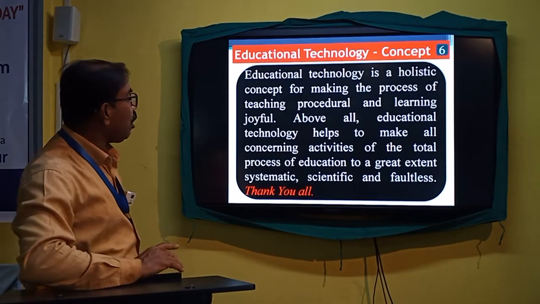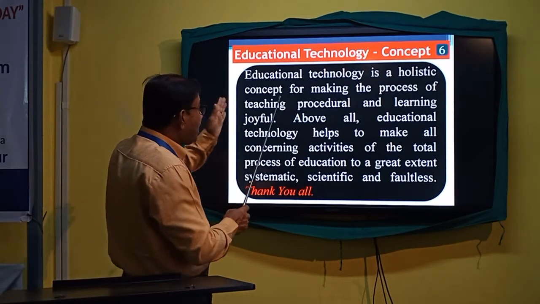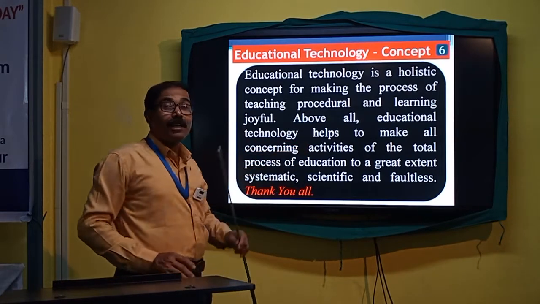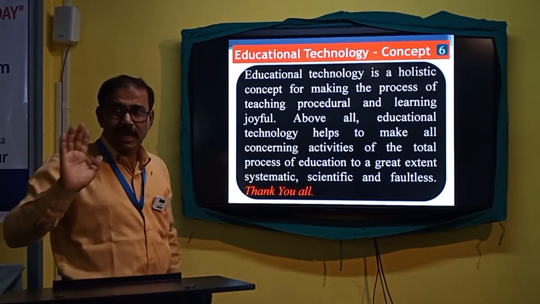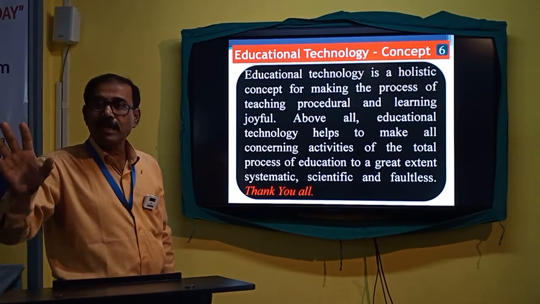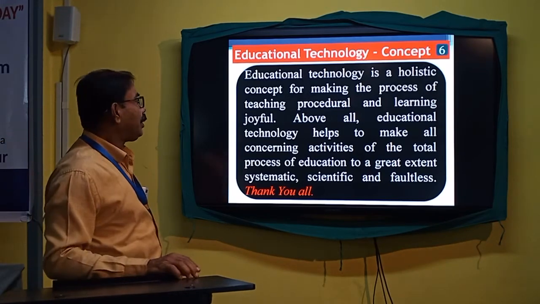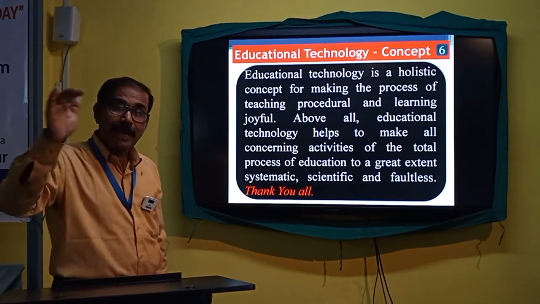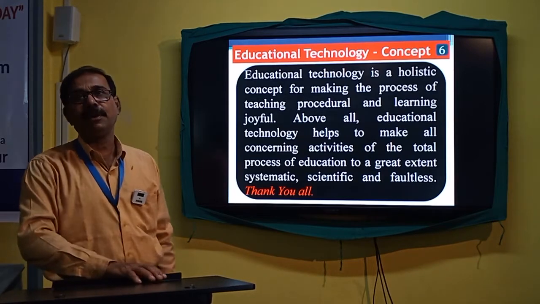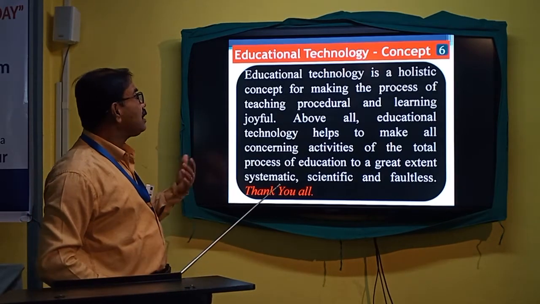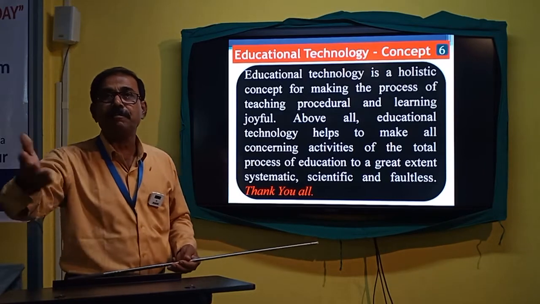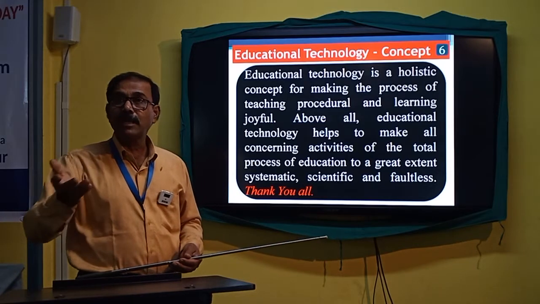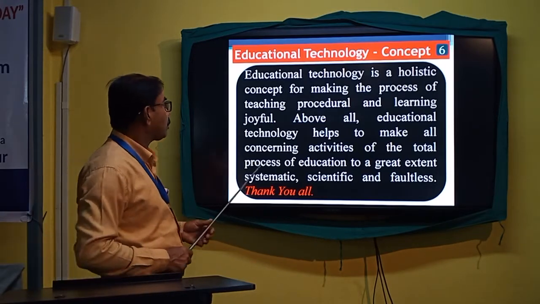information, the dissemination of knowledge. So for making the process of teaching procedural, and learning joyful, students are to feel very free and they are to enjoy the learning situation. Only with the help of technological tools and devices can we very easily make the process of teaching very procedural, very systematic, and the learning much more joyful for the students.